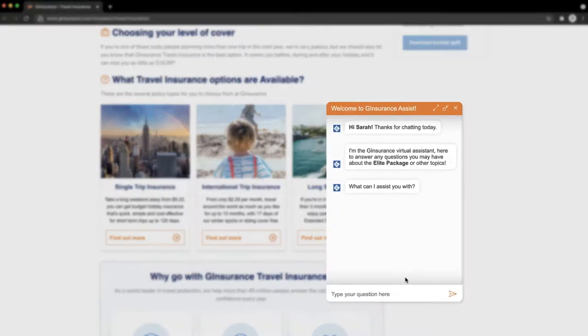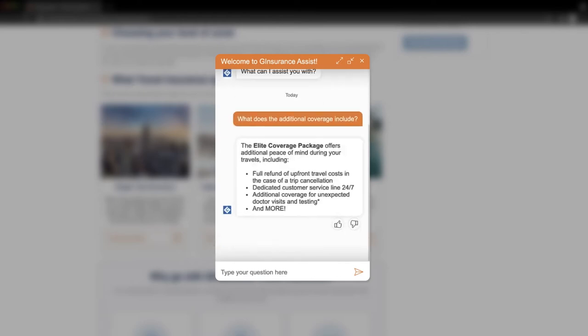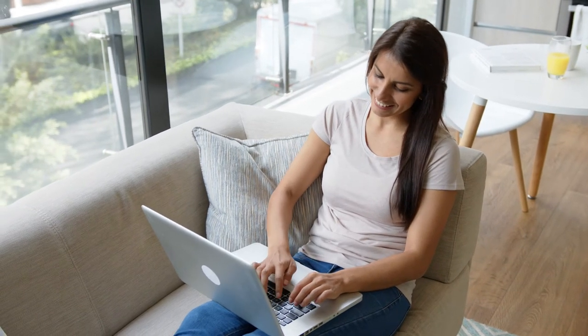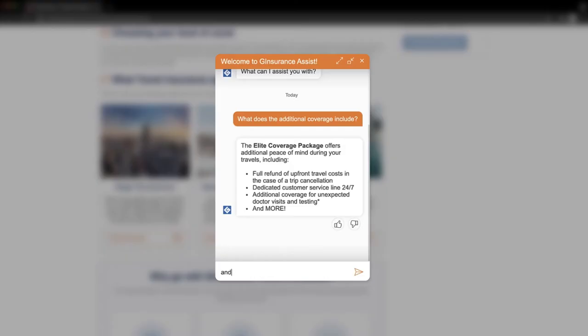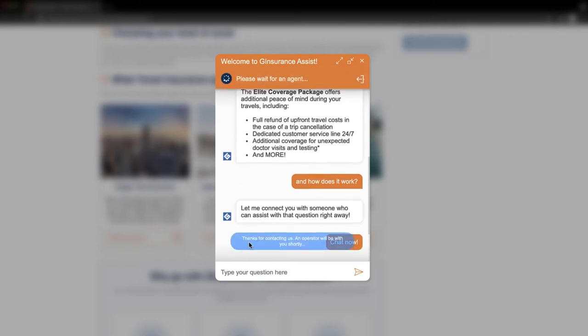Then Sarah has a question about what the upgraded coverage includes, and the G Insurance virtual assistant is able to explain to her that it covers some additional doctor visits and full refunds should she need to cancel for public health reasons out of her control. After getting those questions answered immediately via the intelligent and personalized self-service capabilities of the bot, we then trigger a handoff to a live agent when Sarah asks a question that we have identified as a high intent to purchase. Now, it is time to ensure that Sarah continues to have this positive, understanding, and efficient interaction throughout the next portion of her engagement.